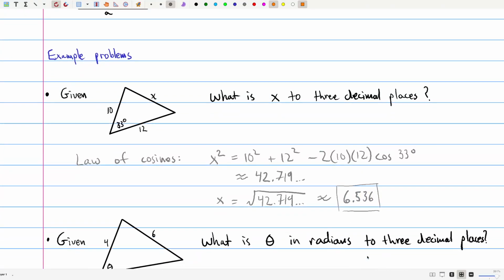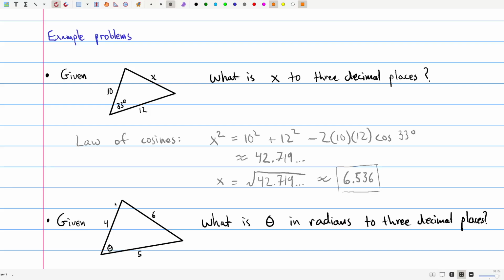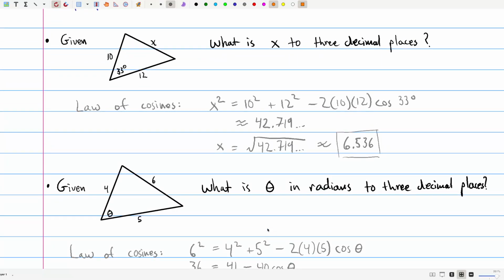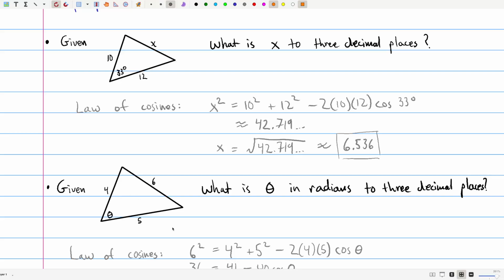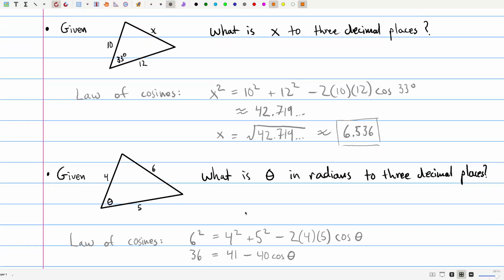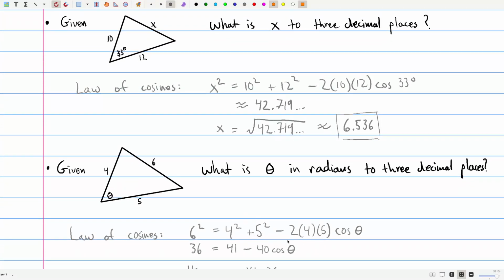So what's another sort of problem that we could look at? In this case, we've got 3 side lengths all known, but it's the angle that's unknown, and we want to figure out what is that angle in radians to 3 decimal places. So let us apply the law of cosines in this case. The opposite side squared is the adjacent sides squared and added together, subtracting 2 times the product of the adjacent sides times the cosine of the angle. I went ahead and plugged it all in, and then I simplified it to some degree, and we want to solve for theta, right?